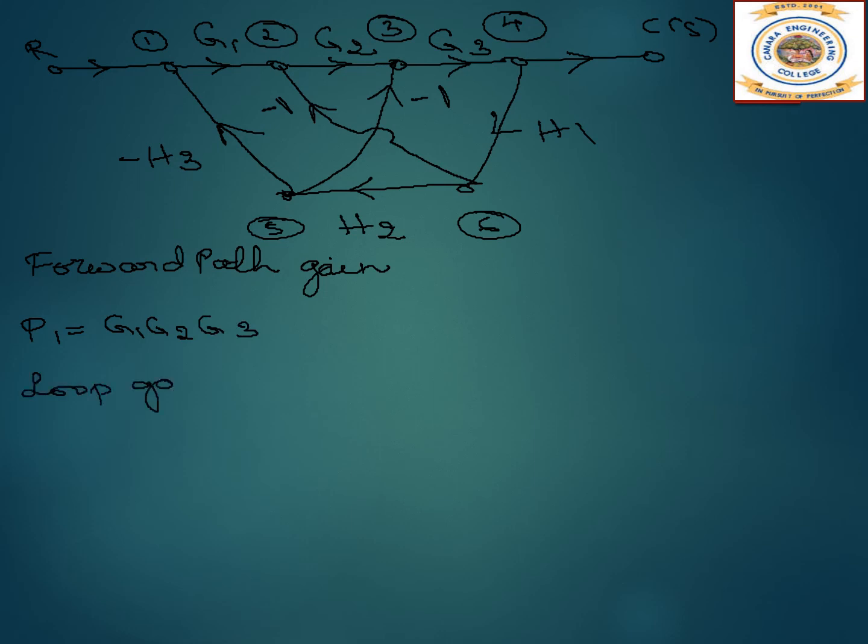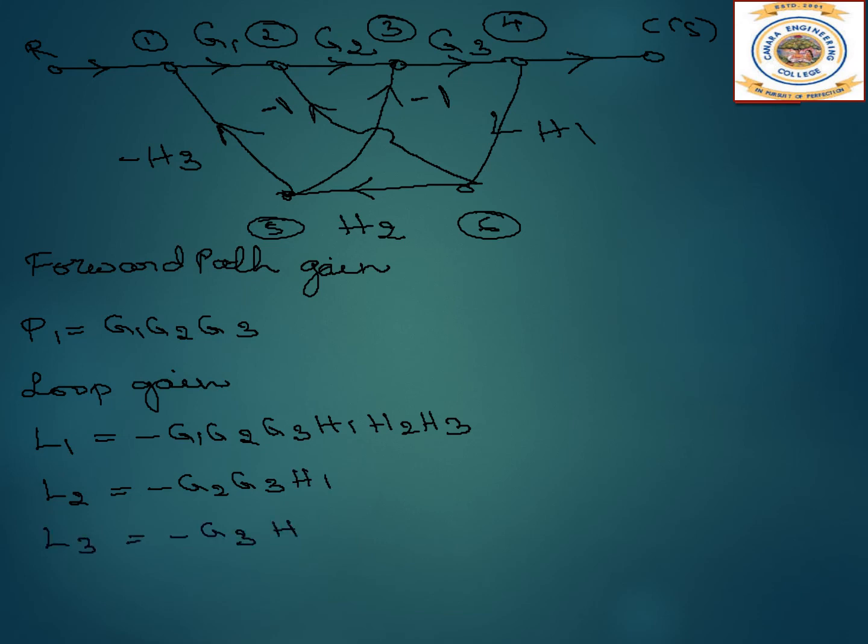Next is loop gain. So L1 is equal to minus G1, G2, G3, H1, H2, H3. L2 is equal to minus G2, G3, H1. L3 is equal to minus G3, H1, H2. So these are the three loops we have. No non-touching loops. So next, let us write Mason's gain formula. Then we'll substitute.